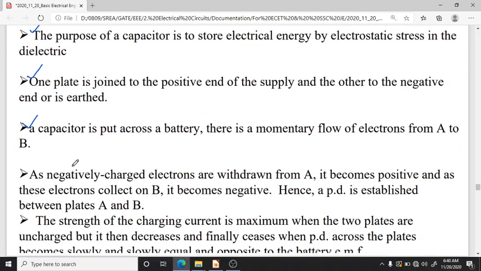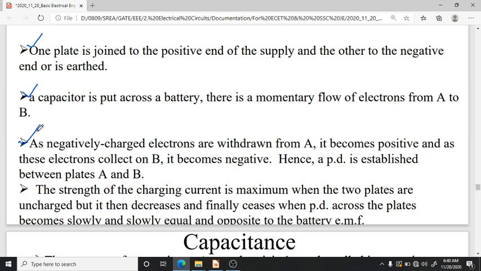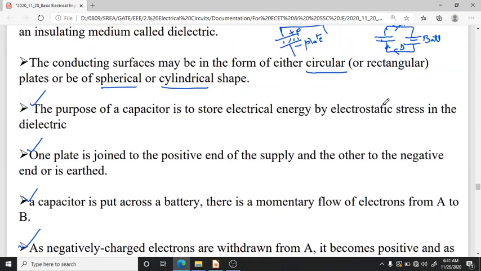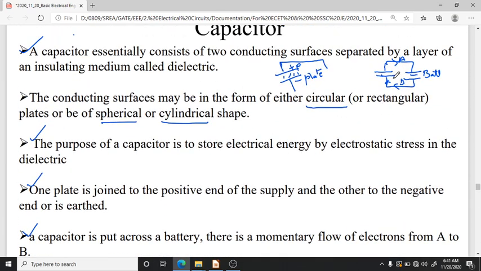The strength of the charging current is maximum when the two plates are uncharged. When the plates are uncharged, the current flow between A and B is more. Otherwise, if some charge is already there between the plates, it takes only the required current accordingly to complete the charge inside the two plates. So it's simple like that.